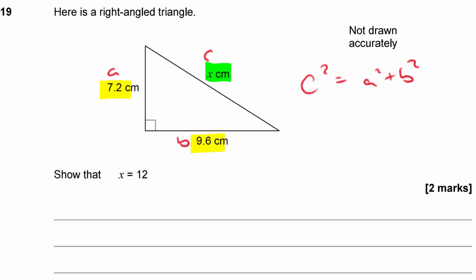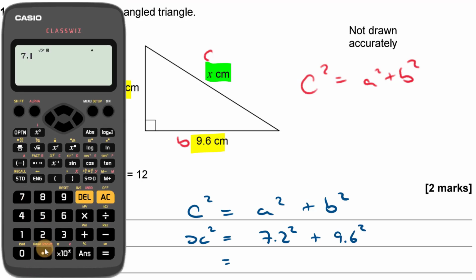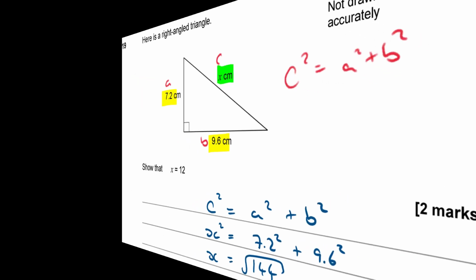Okay, so we're just going to sub into there and find what c is and then say that's what x is. So c squared equals a squared plus b squared. In this case, c is x. X squared is equal to 7.2 squared plus 9.6 squared. So on my calculator, 7.2 squared plus 9.6 squared comes out to be 144. So then x is going to be the root of 144, which is 12.